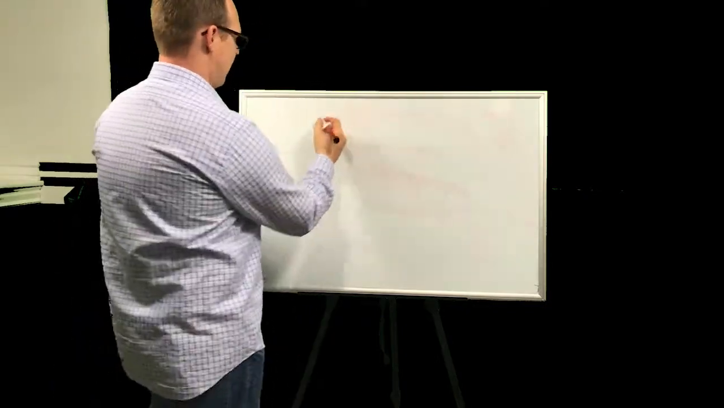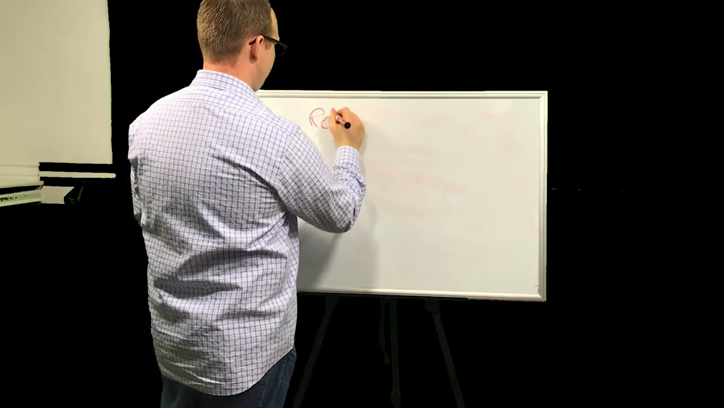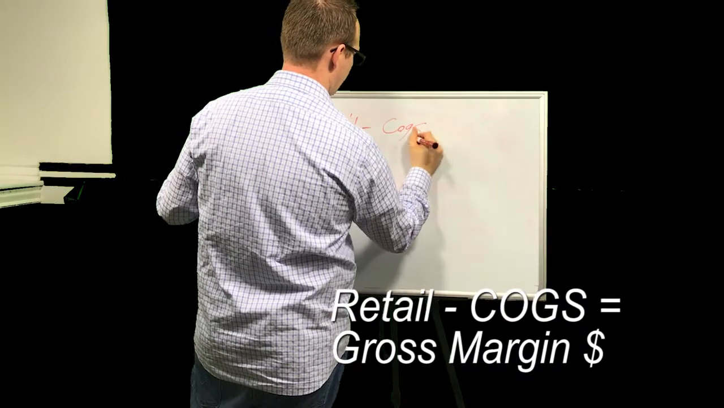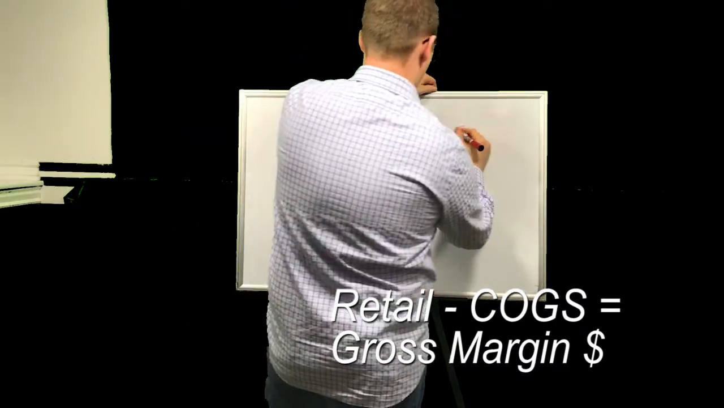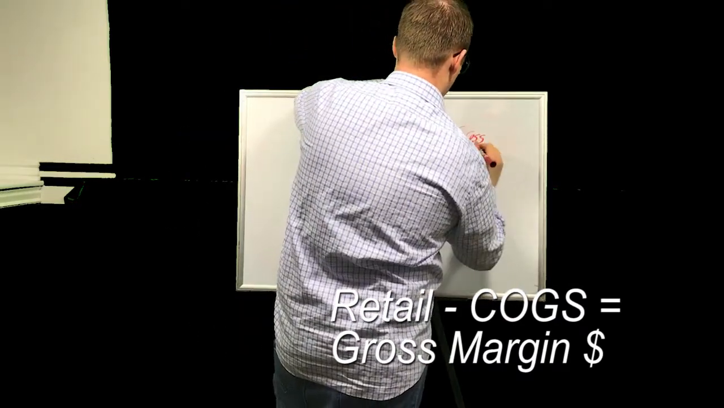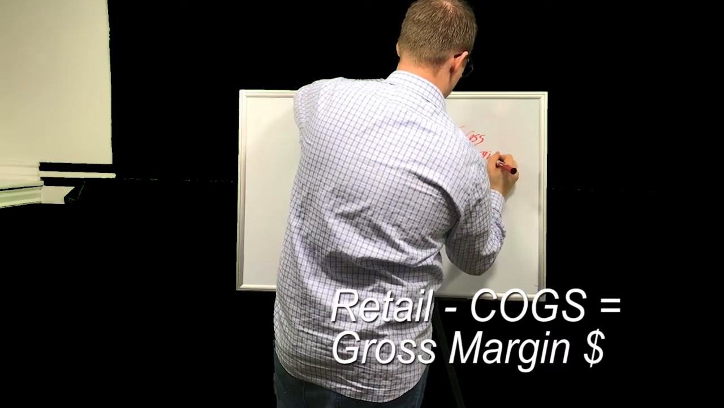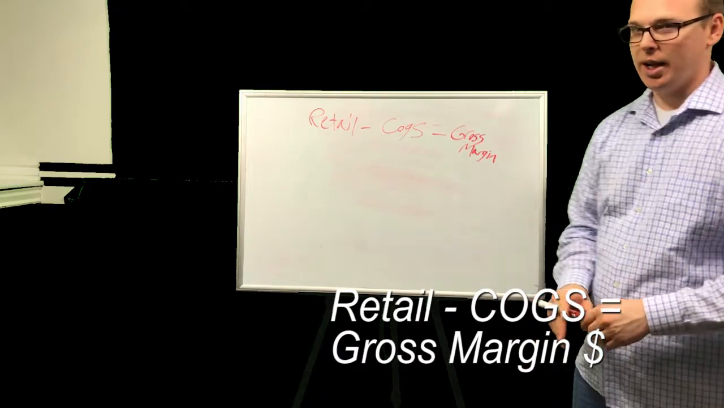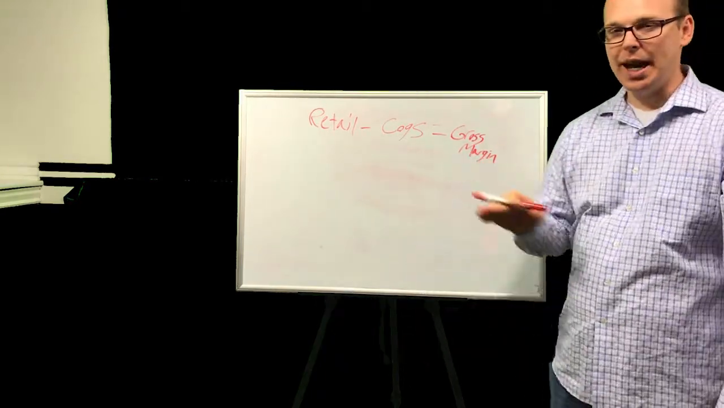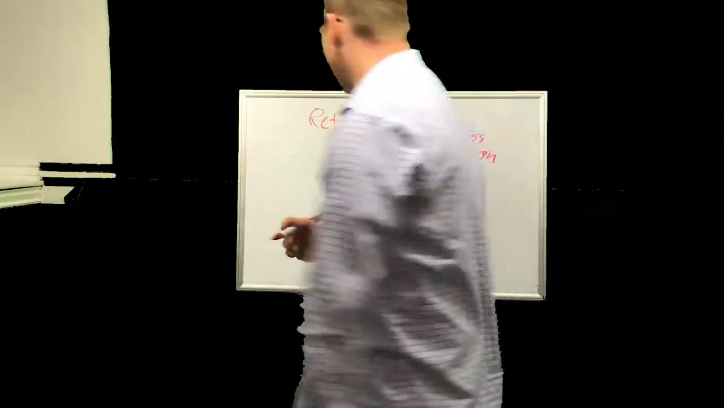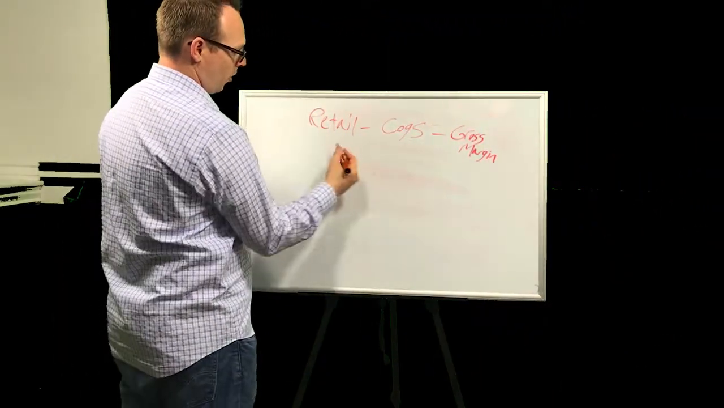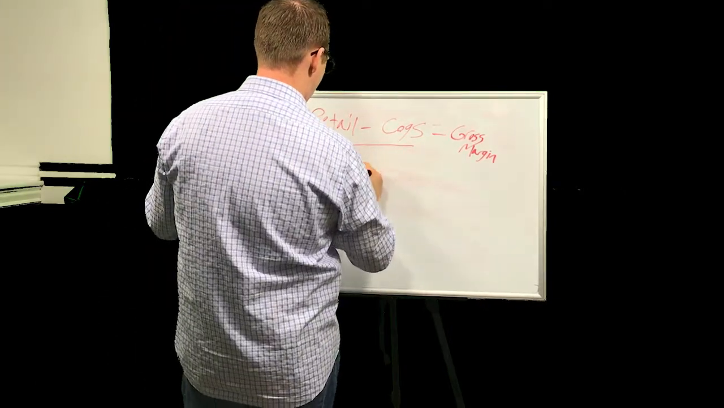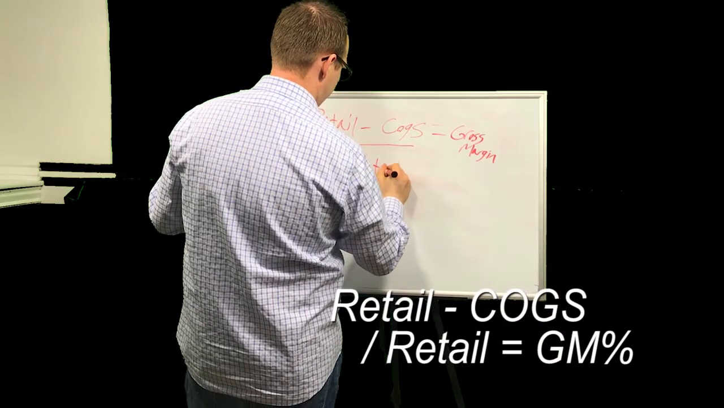So that formula is retail minus cost of goods sold equals gross margin, okay? Hopefully you can see that. Retail minus cost of goods sold is gross margin. Now, to express that in a percent, just like your accountant, you need to take your retail minus cost of goods sold and then divide that by retail.